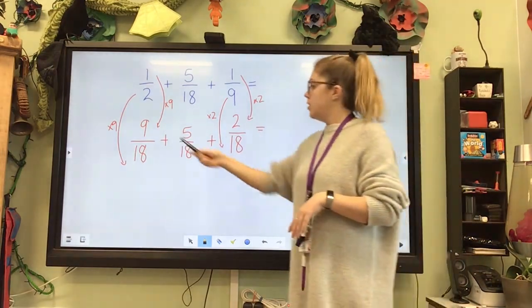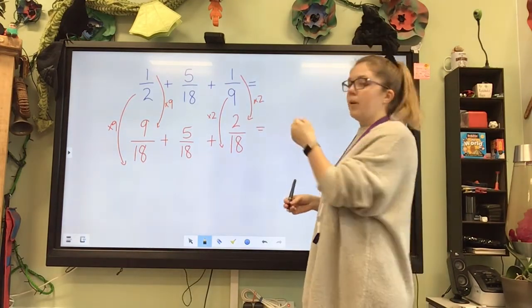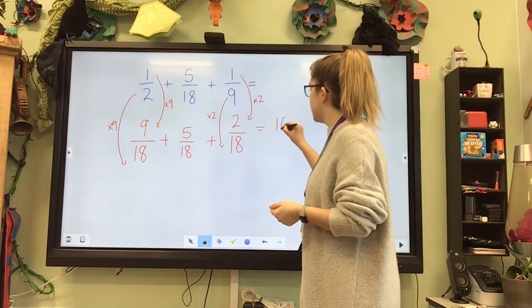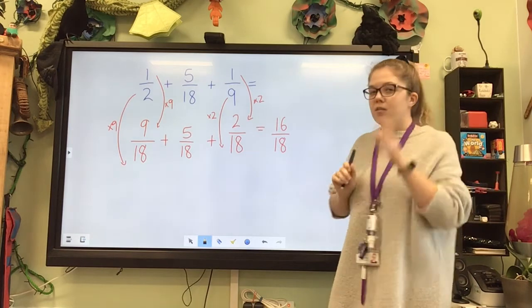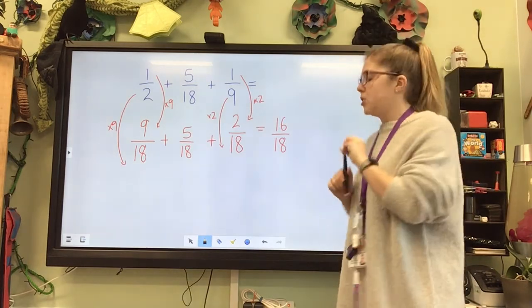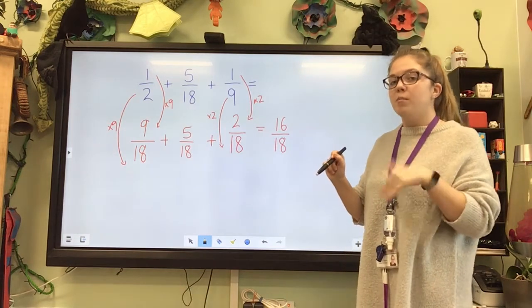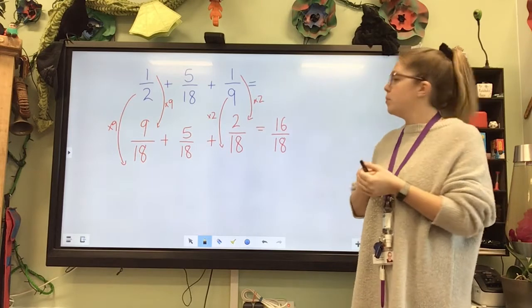Okay, so 9 add 5, 10, 11, 12, 13, 14. And I'm adding on my 2, 15, 16. 16/18 is the answer. And I'm going to give you a little bit of bonus information here. Sometimes questions will ask you for fractions in the simplest form. And that just means it wants it in with the smallest numbers possible.